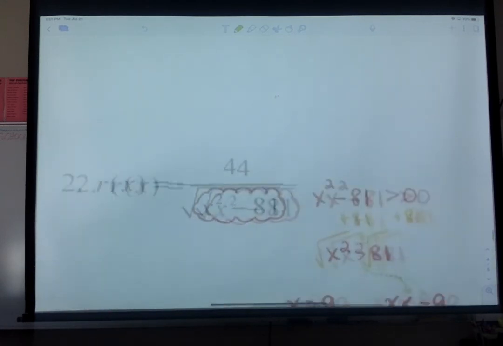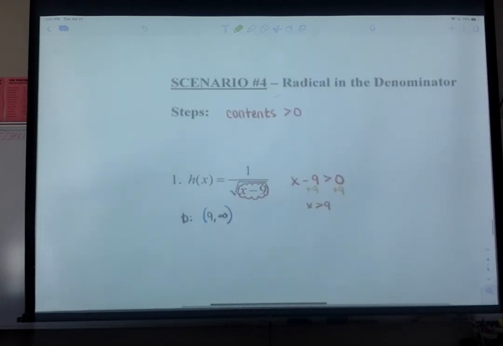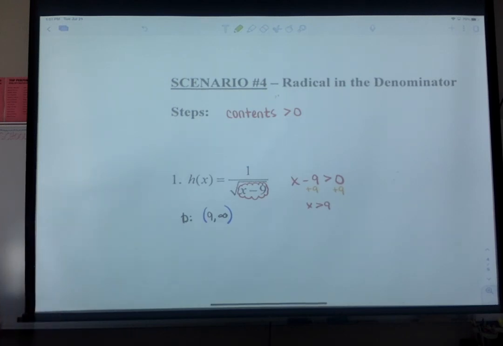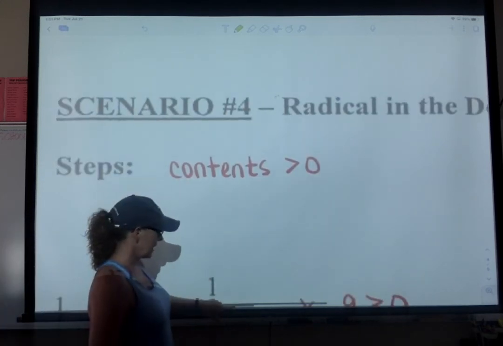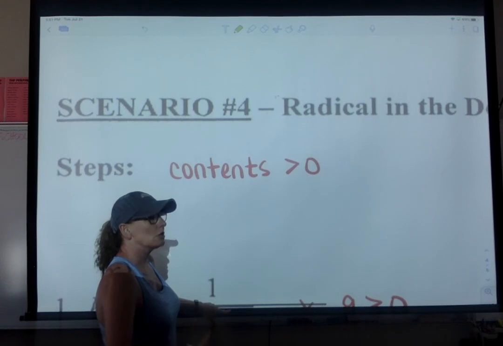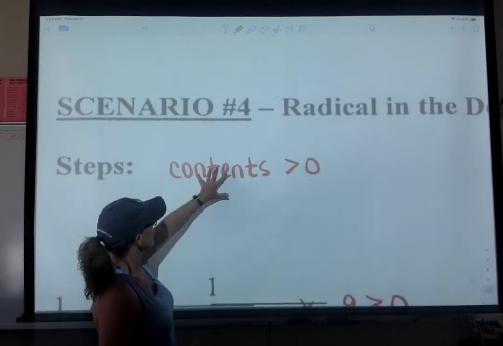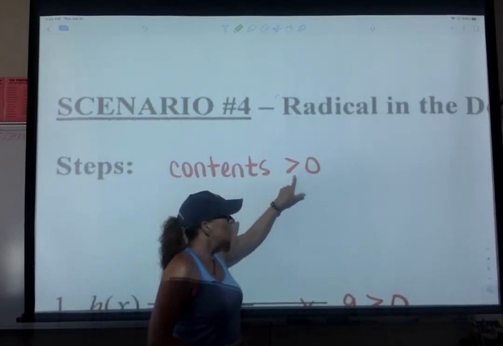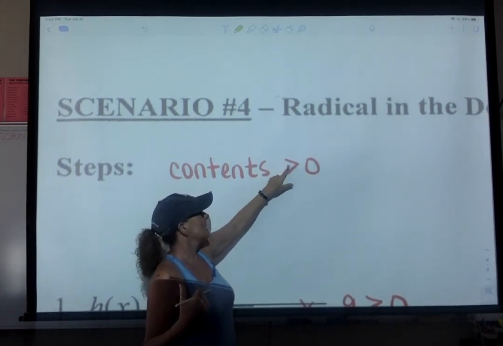Okay, last one, kind of a combination of the two. What if you've got division and a radical? Well, you can't divide by 0 and you can't square root a negative. So if your radical's in the denominator, don't let your denominator be 0 and don't let your radical be negative. So you're going to take out the contents and don't do greater than or equal to 0. We don't want that 0 in there. Just say greater than 0.